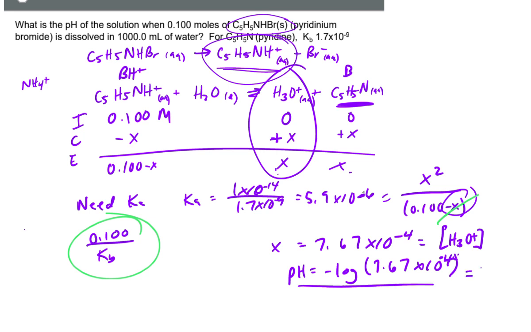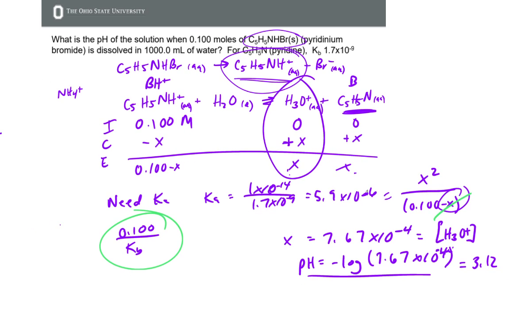Equals 3.12. I know I went very quickly through that. Salts problem: understand the dissociation of the salt. Then figure out which of those components, the anion or the cation, is going to affect the pH of the solution. Consider that anion or cation's equilibrium using an ICE table to calculate X and figure out if the X is H plus or OH minus.